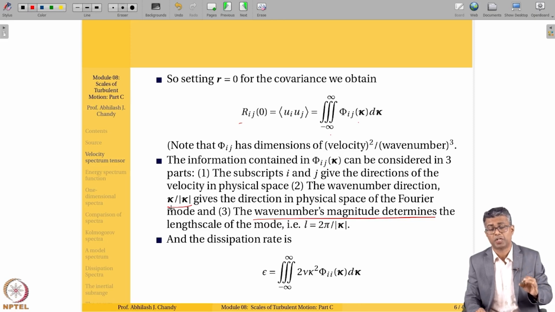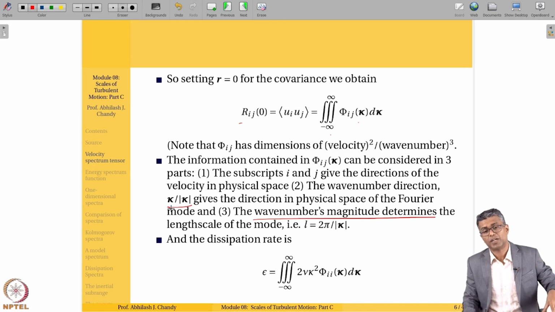So that is three pieces of information from the velocity spectrum tensor alone. One is the different directions of velocity: u1, u2, u2, u3, u1, u3, and so on. Second, the wave number direction gives you the direction of the Fourier mode, and third, the wave number magnitude gives you information about the length scale. So that's your velocity spectrum tensor, a heavily loaded quantity, isn't it?